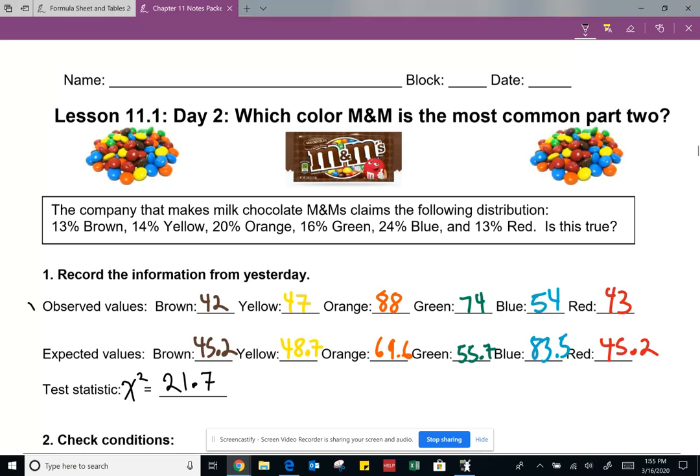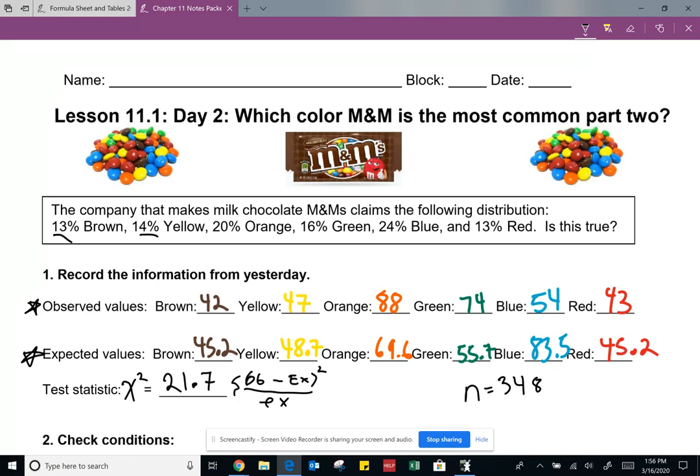These were all the observed values. We didn't actually observe them; this is old data that I used, and what we expected to get using the same sample size of 348. We got these expected values by going 13% of 348 is 45.2, 14% of 348 is 48.7, and so on for all the rest of those colors. We got our test statistic of 21.7 by taking observed minus expected, squared, over expected, and summing all of those.